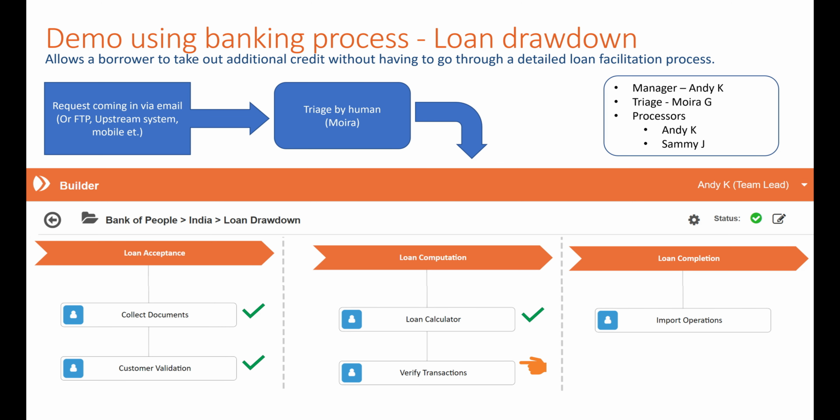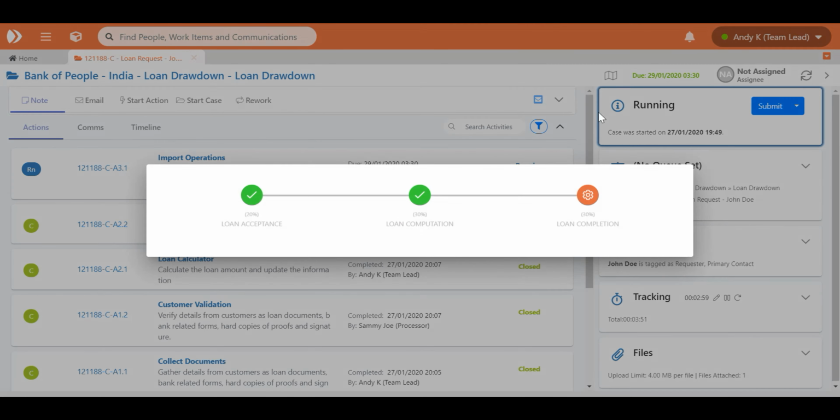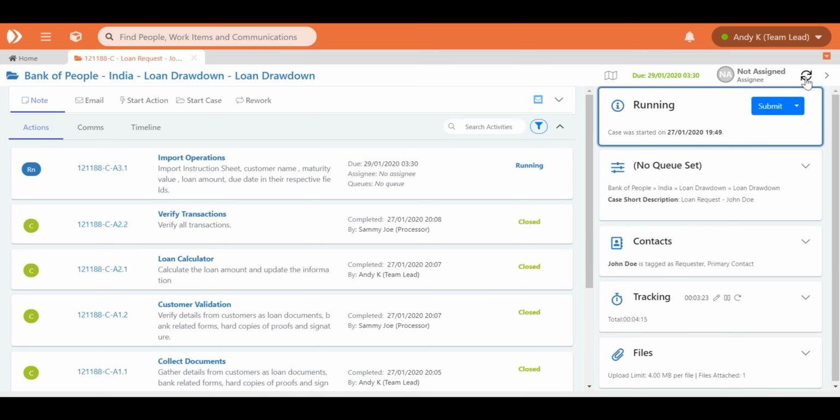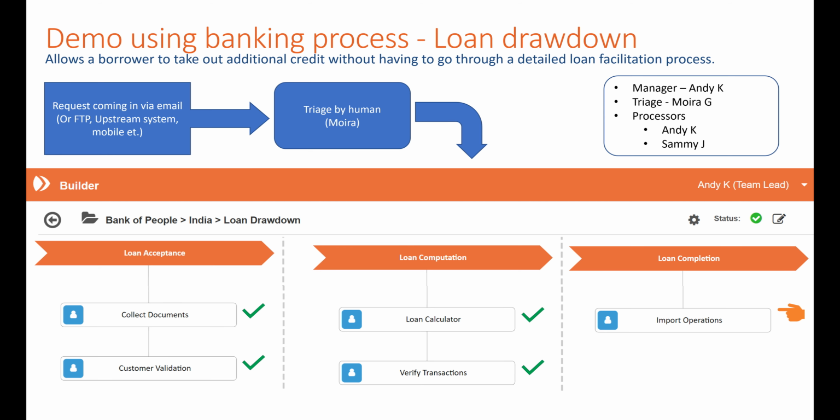The next two tasks are completed in a similar way by various agents, and we skip ahead to the last task of import operation in the loan completion stage. We can see where we have progressed in the life cycle of the process. In the task list, we can see the first task was completed by Andy, the second by Sammy, the third by Andy, and the fourth by Sammy again. The last task is the import operation.